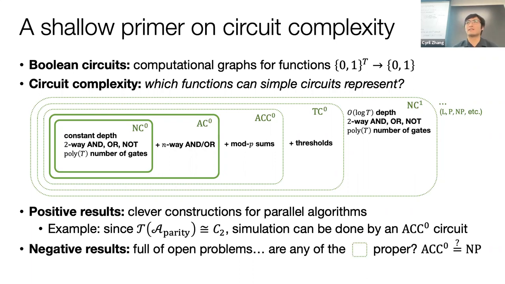And here, the practice of developing negative results is certainly just the question of circuit lower bounds, and there are lots of embarrassingly open problems here. We don't even know if ACC zero is separated from NP.